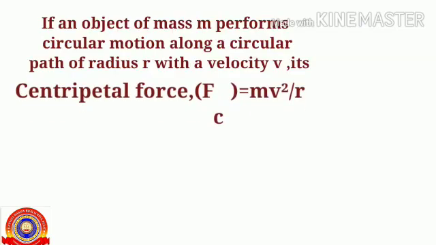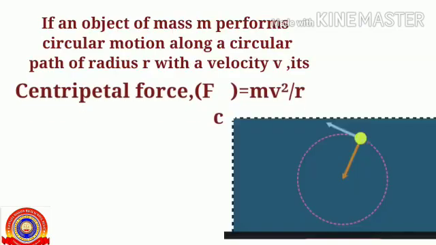If an object of mass m performs circular motion along a circular path of radius r with a velocity v, then its centripetal force, that is Fc, is calculated by using the formula m v squared divided by r, where m is the mass, v squared is the velocity squared, and r is the radius of that circular path.